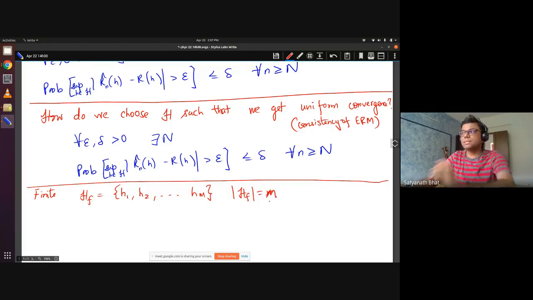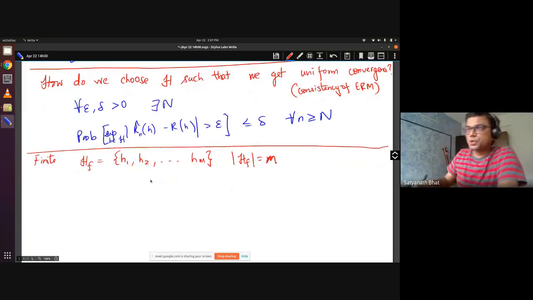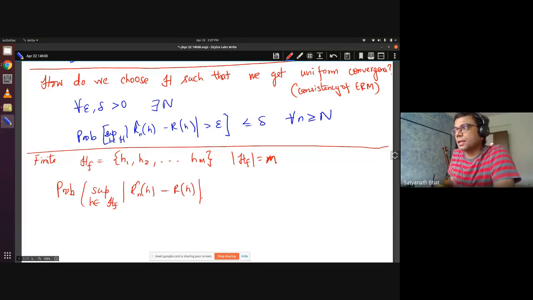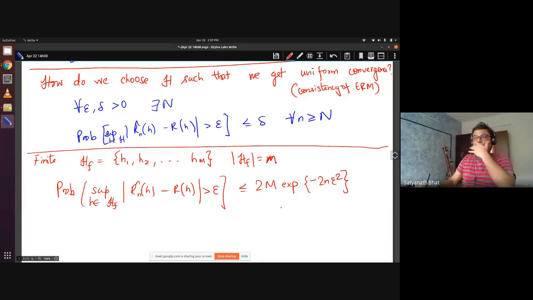When that happens, what we showed is that the probability of the sup over H belonging to H_F, because we are in the finite world now, of |R_n hat of H minus R of H| greater than epsilon, is less than or equal to 2M e power minus 2n epsilon squared. So this is like the modified Hoeffding.